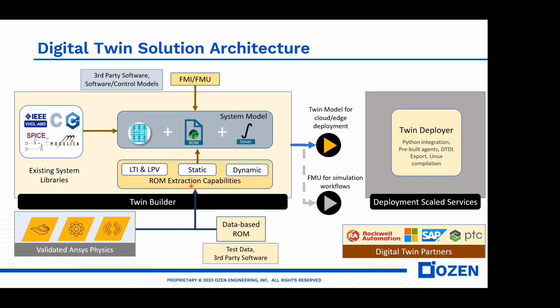So if anybody has worked with Twin Builder, you know that Twin Builder has reduced order extraction capability for static ROM, which is where with time, the solution is not changing, dynamic ROM, that is time variable solution, and LTI and LPV ROM. So this is linear time invariant type of ROMs. And you can also create 0D models over here.